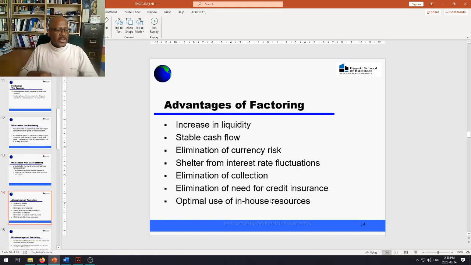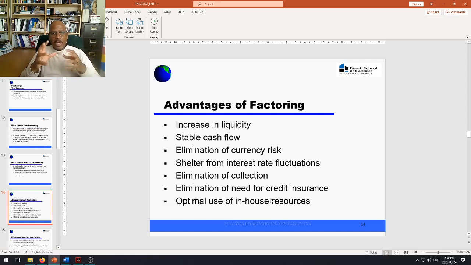One can summarize the advantages of factoring as follows. One, it increases the liquidity of the firm and provides stable cash flow. Two, it eliminates currency risk, in the sense that once the exporter has factored the accounts receivables, they don't have to worry about payment in 30 days or 60 days, and the currency risk that comes with that payment becomes a problem of the factoring house now.